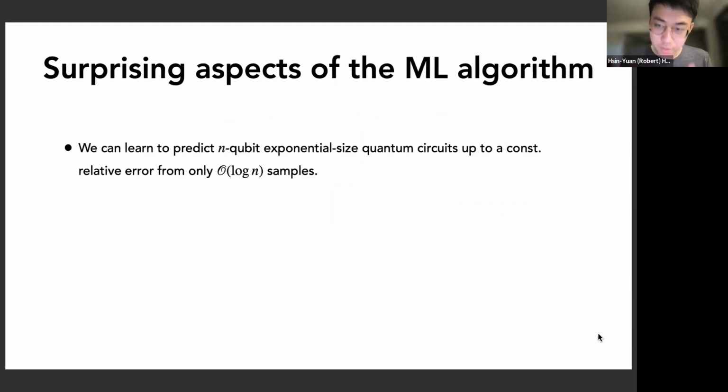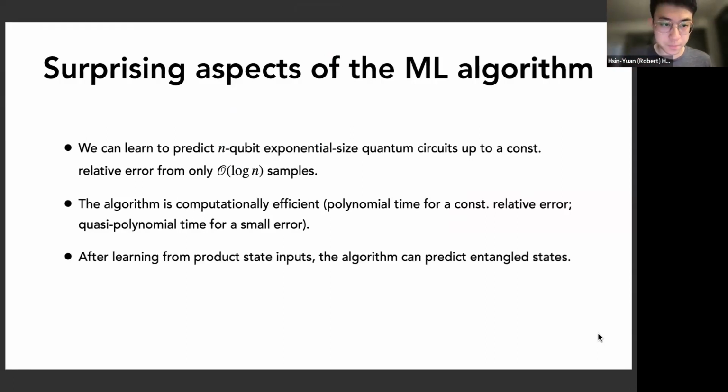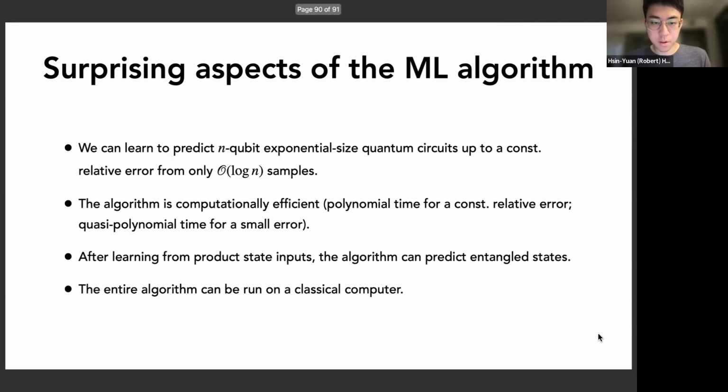So together, this is an ML algorithm that allows one to learn to predict the output property given some input states. Some of the surprising aspects of this algorithm are that we can predict an n-qubit exponential size quantum circuit up to a constant relative error from only a logarithmic amount of samples. The algorithm is also computationally efficient. It's polynomial time if we focus on constant relative error, and quasi-polynomial time if we focus on very small error. Furthermore, after just learning from some random product states, the algorithm can actually learn to predict entangled states, so it has a stronger form of generalization. And finally, the entire learning algorithm can be done on a classical computer.